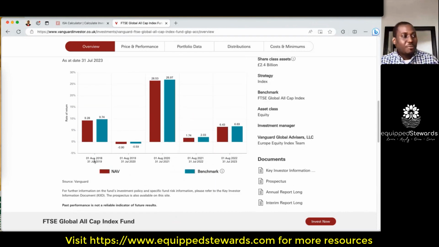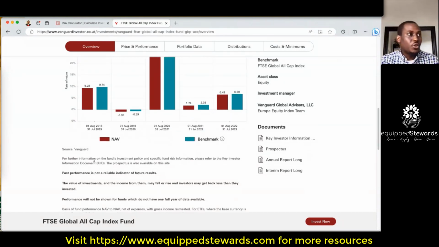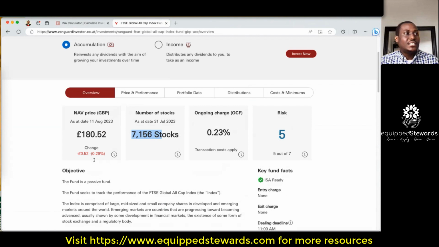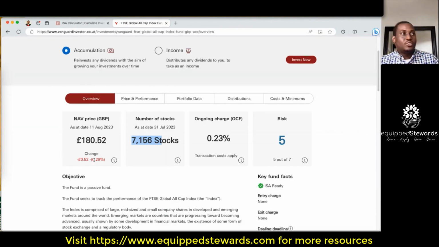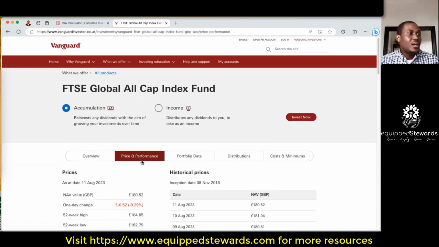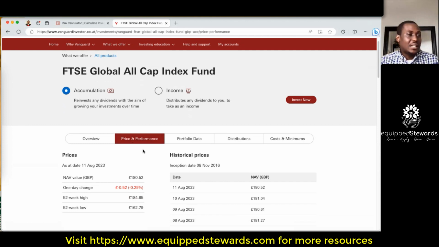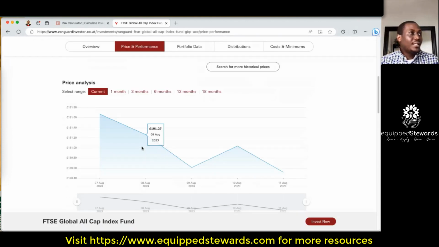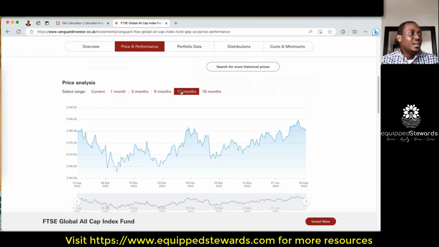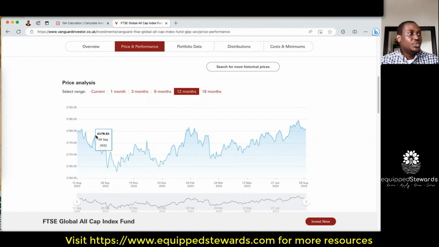Of course, past performance is not an indicator of what the future holds, but for funds like this, they only try to meet the benchmark. They don't try to beat the benchmark. But let's look at the second tab here, which is the price and performance. So over the past 12 months, for example, this is what the price of the units has been. You can see over the past 12 months, it's really fluctuated a lot.